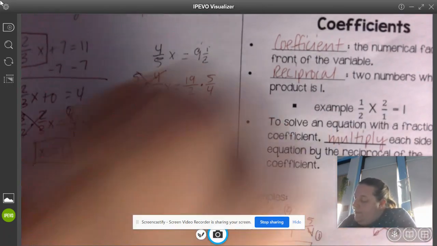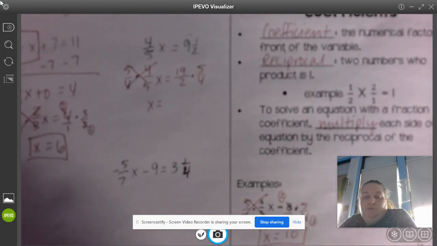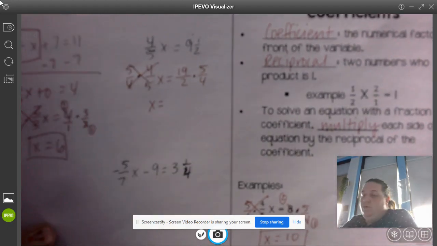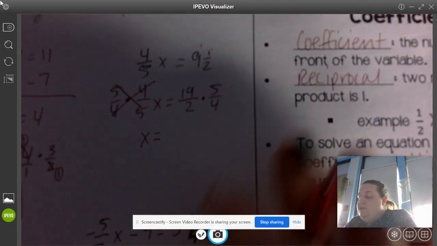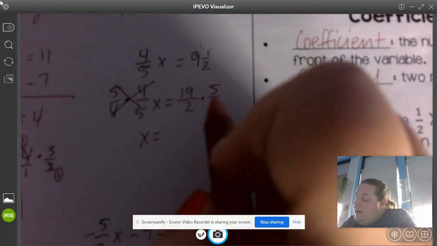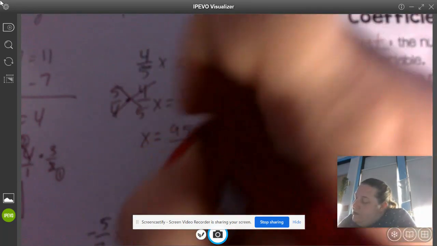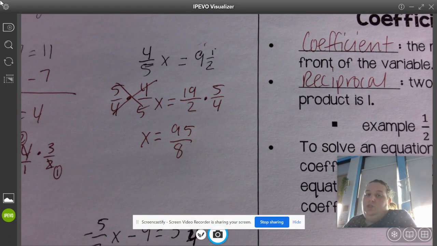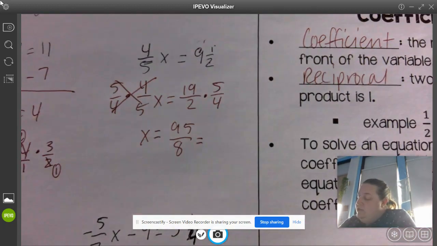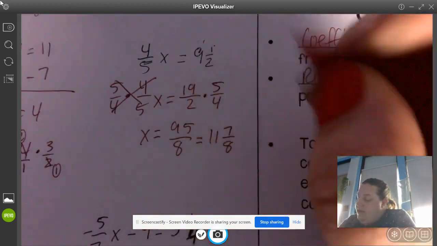These are going to cancel out. Now, there's nothing I can cross reduce here, so I'm just going to multiply across like I would normally with fractions. Once again, you can use a calculator to do calculations, but you still should be showing all of these steps. 19 times 5 is 95. 2 times 4 is 8. You can leave your answer like this. I don't expect you to change it into a mixed number unless it's a word problem. If it's a word problem, your final answer should be a mixed number because that's typically how we would describe units of measure. If you did want to change this, this would be 11 and 7/8.